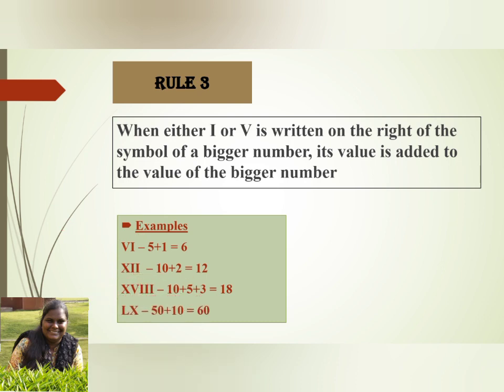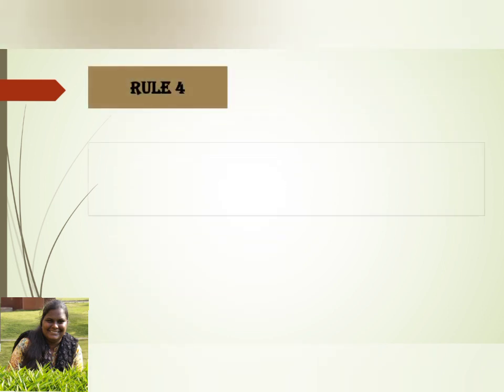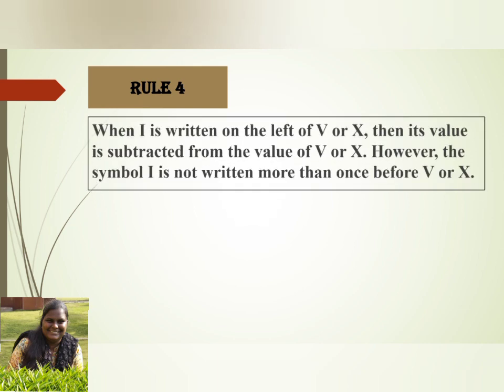LX. Now see, L is a bigger number, that is 50 plus 10 is equal to 60. Let's move to the last rule, Rule number 4. When I is written on the left of V or X, then its value is subtracted from the value of V or X. However, the symbol I is not written more than once before V or X.